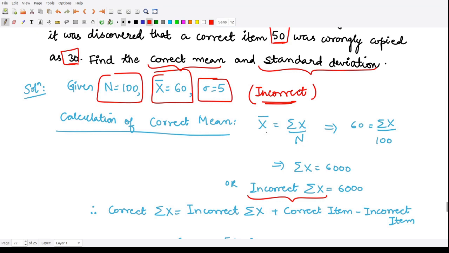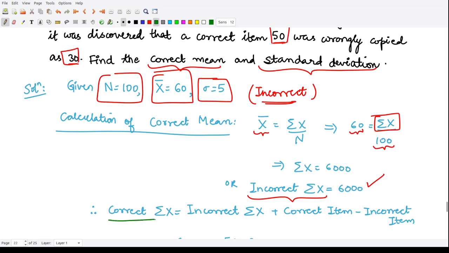And we know the wrong mean, that is given to be 60. Total number of observations, they are given to be 100. So we can compute this incorrect value of summation x. So that comes out to be 6000. This is the incorrect value of summation x.